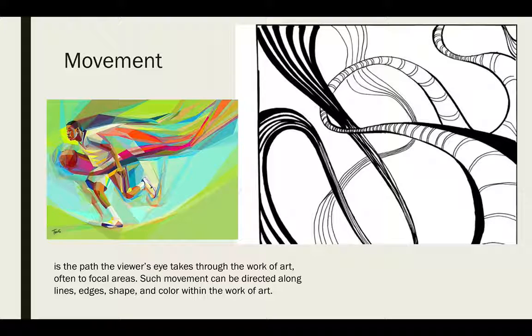Okay, so movement is the path of a viewer's eyes through a piece of work, whether it be graphic design or art, often by creating focal areas, so not a defined, emphasized point, but points that do stand out. Such movement can be directed along lines, edges, shape, and color within a work of art or design. So you can use lines, patterns, or really whatever design principle to create movement, so long as it makes us aware of a path between two points in space.